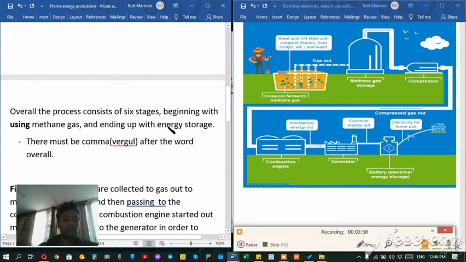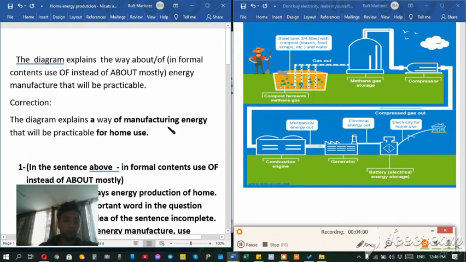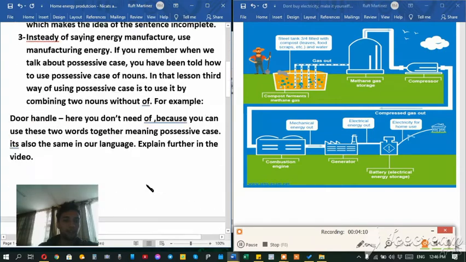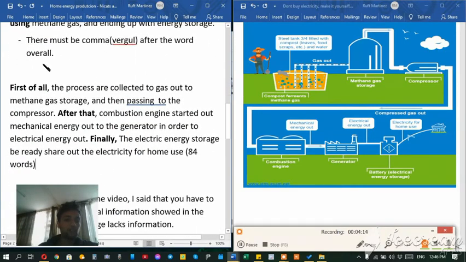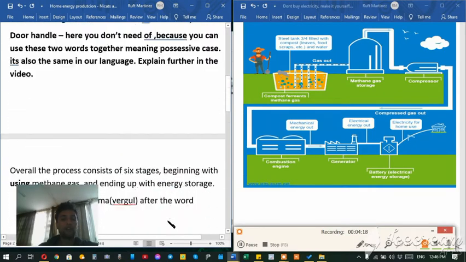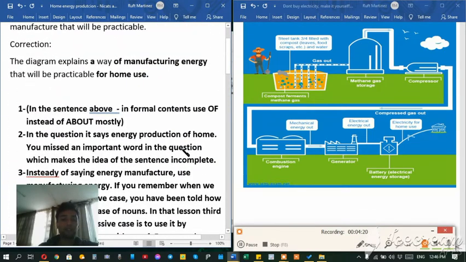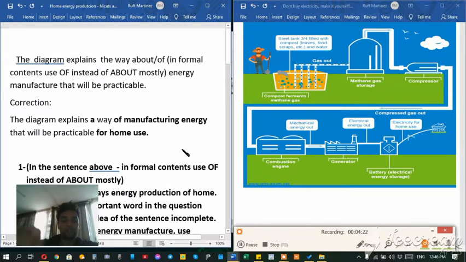Okay, so what you have to do in order to count your words while you're writing your essay, let's say you finished your introduction, then count it and write it next to it. When you finish your overall, count it and write it next to it. When you finish your first passage, count it and write it next to it. When you finish your second passage, count it and write next to it, and then calculate the total for your essay.